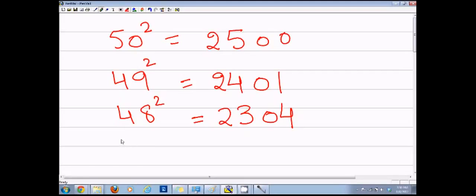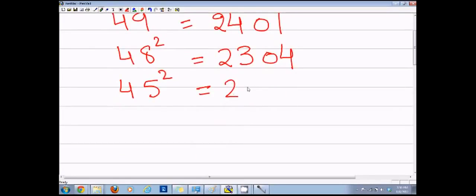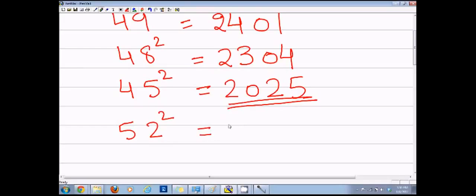Same thing, if I have 45 squared, then what I'll do is subtract 5 from 25, that will be 20, and then take the square of 5, that is 25. So the answer is 2025. And we can also go for numbers which are bigger than 50. For example, if I have 52 squared, then I add 2 to 25, which is 27, and then I'll write the square of 2, which is equal to 4. So its answer is 2704.